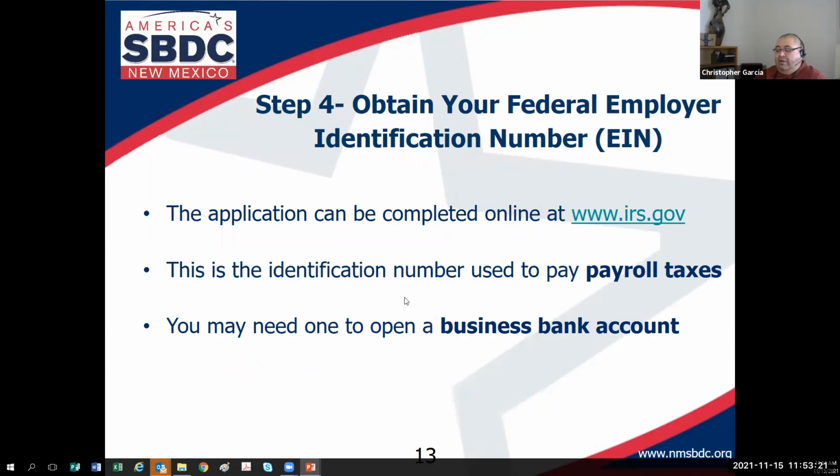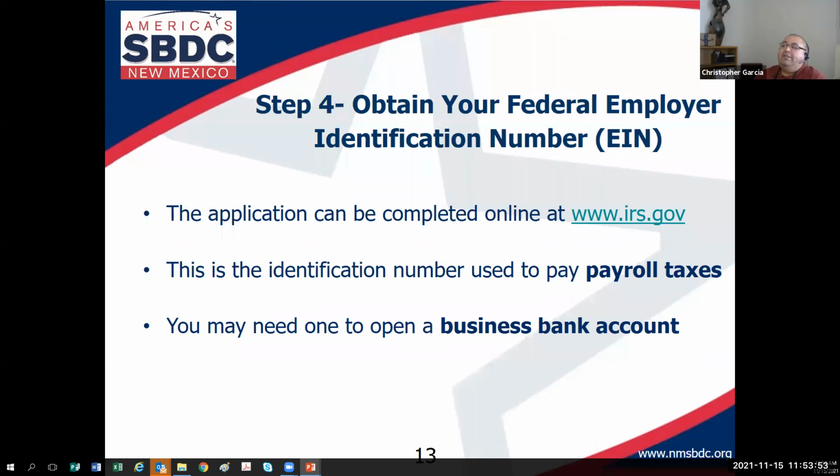Now that we're having fun talking about paperwork, let's talk about step 4, obtain your federal employer identification number. This is the unique identification number issued to your business by the IRS and is used on all federal filings. If you're a sole proprietor, you typically use your social security number instead of an EIN, but these days, most banks or credit unions will require an EIN before you can open up a business bank account. This number is just as important as your social security number and should be protected as such.